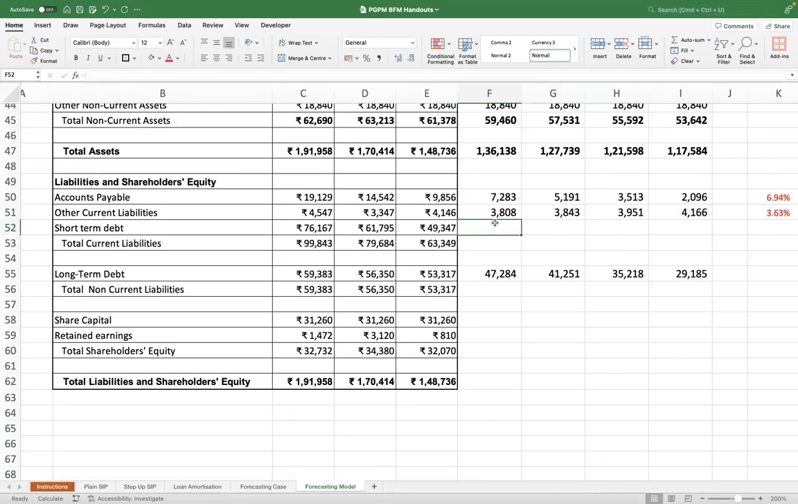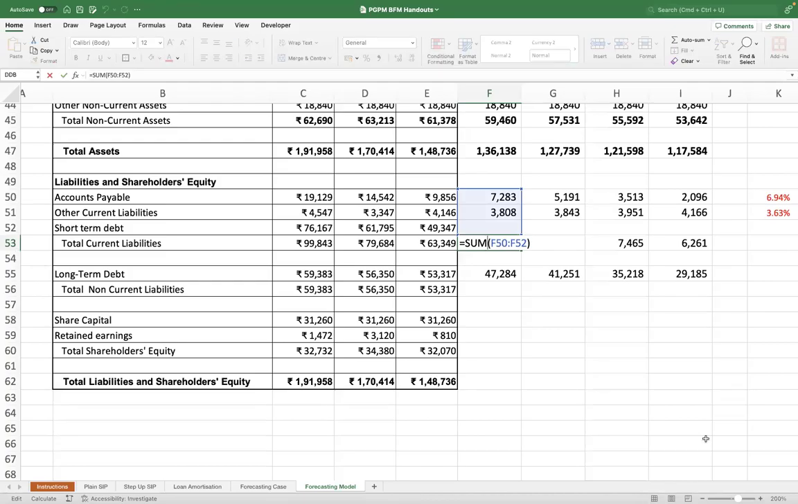Short-term debt you don't know, forget it. But when you are doing total current liabilities, you assume as if something is there in that short-term debt box. So you see what formula I have put. Look at the formula. I have assumed that there is something there in the short-term debt box, even if it's not there. Still I have assumed. Why? Because when Excel populates it, automatically it gets considered. Clear?